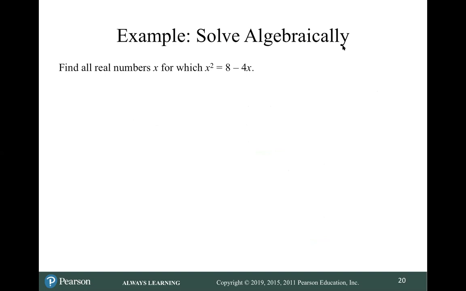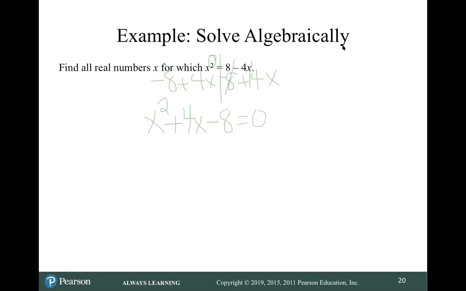And so because of the degree higher than 1 here, I know I want to set everything equal to 0. So I'm going to add 4x and subtract 8 on each side of the equation. Can cancel those out. And I'm going to write it in descending order, meaning the highest exponent goes first, x squared, then our next highest, which is x, minus 8 equals 0.